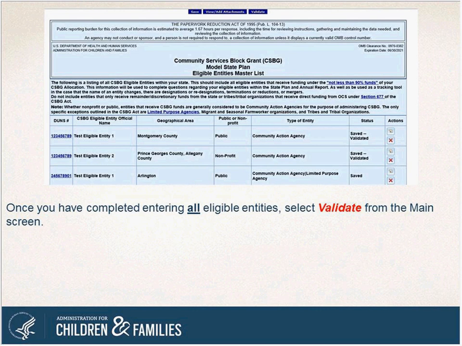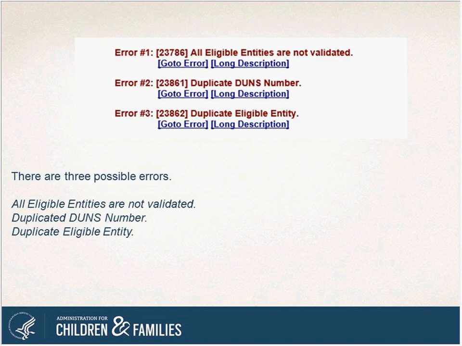Once you've completed entering all eligible entities, you'll select Validate from the main screen. Next. There are several errors that you can receive once you click Validate from the main screen. One is all eligible entities are validated. The second is duplicated DUNS number, and the last one is duplicate eligible entity. And we'll walk through each of these errors.